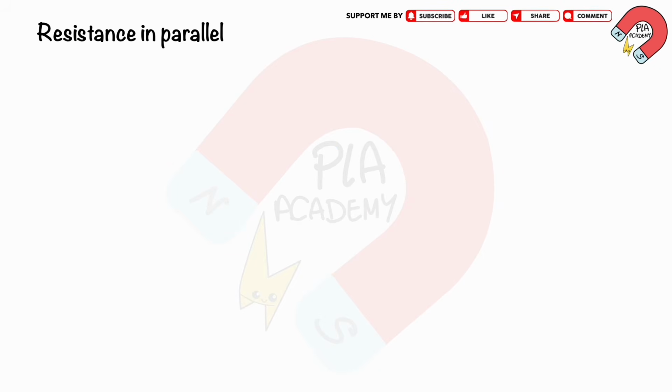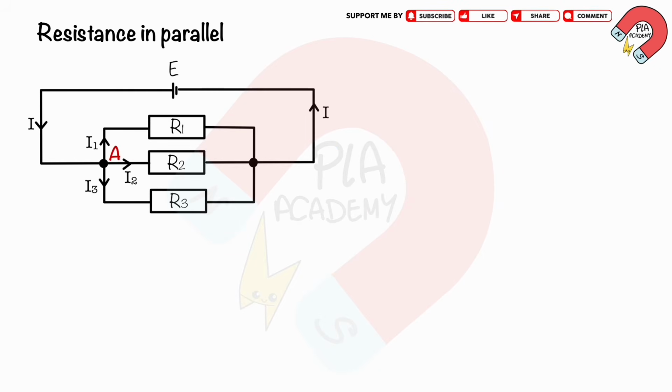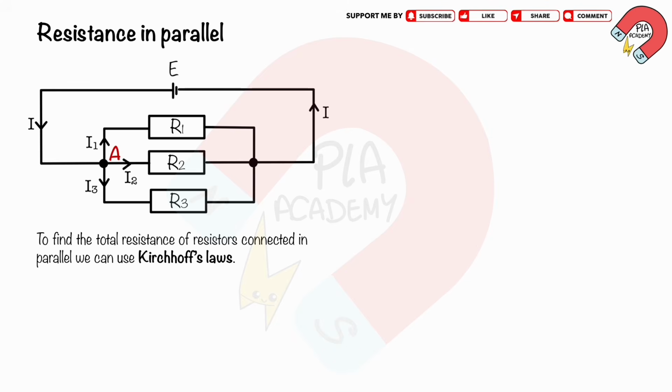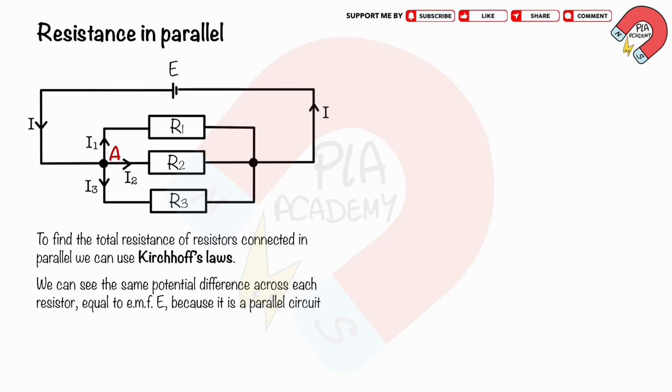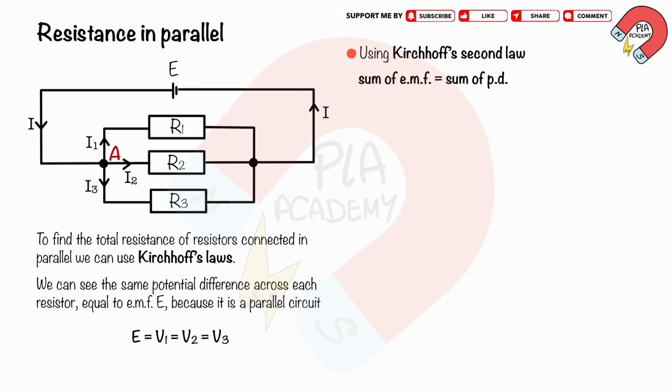Resistance in parallel circuits. The cell with EMF E and 3 resistors are connected in parallel circuit, as shown. To find the total resistance of resistors connected in parallel, we can use Kirchhoff's laws. We can see the same potential difference across each resistor, equal to EMF E, because it is a parallel circuit. So, E equals V1 equals V2 equals V3. Using Kirchhoff's second law, the sum of EMF is equal to the sum of PD.